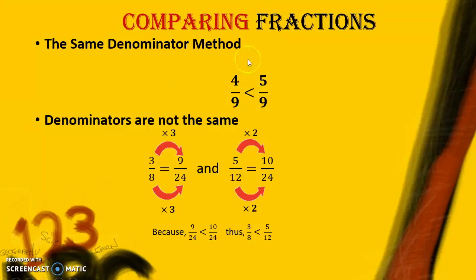Secondly, comparing fractions with denominators that are not the same. For example, comparing fractions 3 over 8 and 5 over 12. Firstly, we have to make the denominators the same. In order to do that, we multiply 3 over 8 by 3 and 5 over 12 by 2. So we get 9 over 24 and 10 over 24. Because 9 over 24 is less than 10 over 24, 3 over 8 is less than 5 over 12.